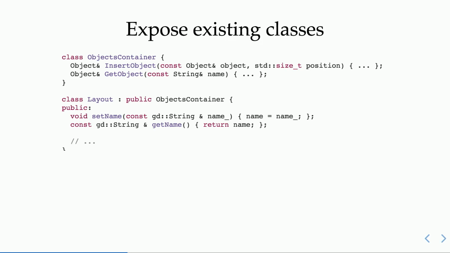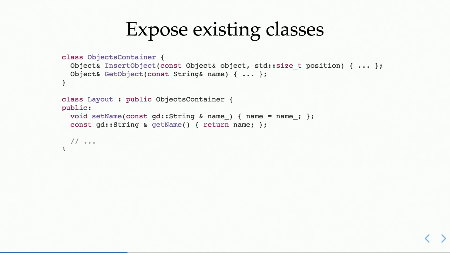So then how it works, because we are able to compile something to WebAssembly, but we want to be able to reuse the classes that we've done in C++. So for this, let's take an example. I have this first class in C++, which is an objects container. So it contains the list of objects that you've seen in the game. And then there is the layout, which is inheriting the objects container. The layout is a scene, a level in your game. So it has a name. We want to expose this to JavaScript so that we are able to use it in our software.